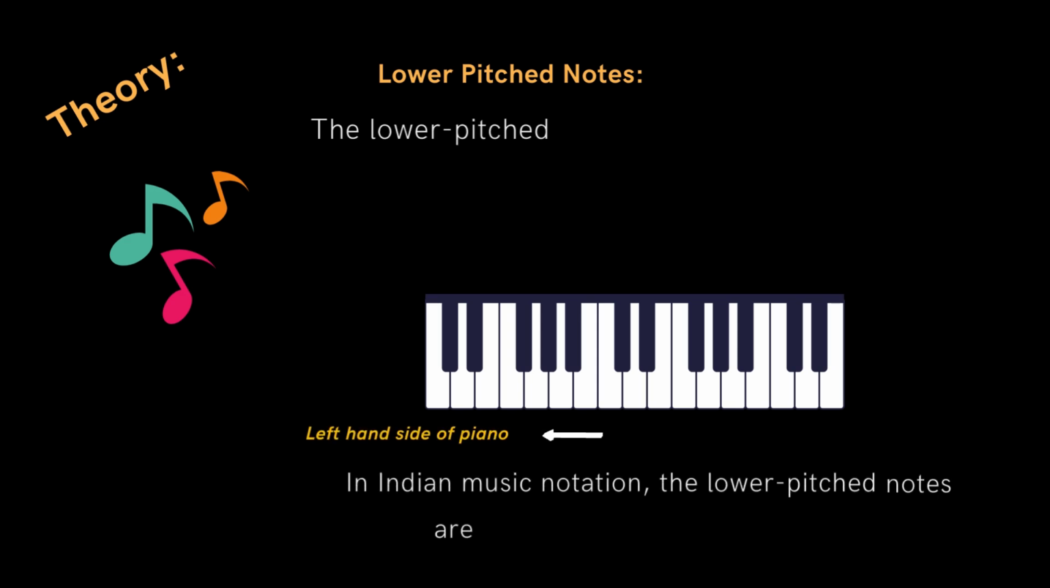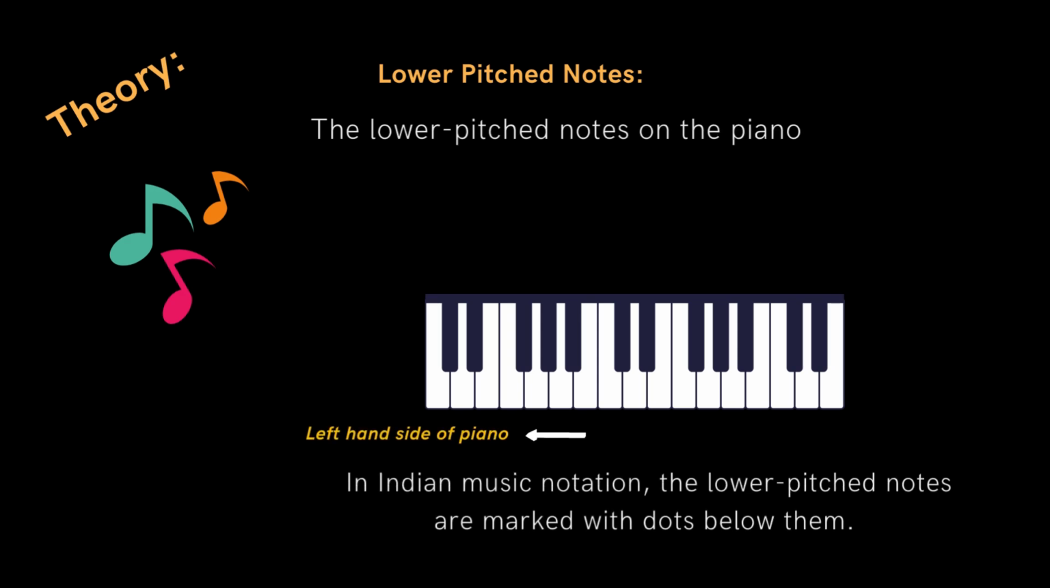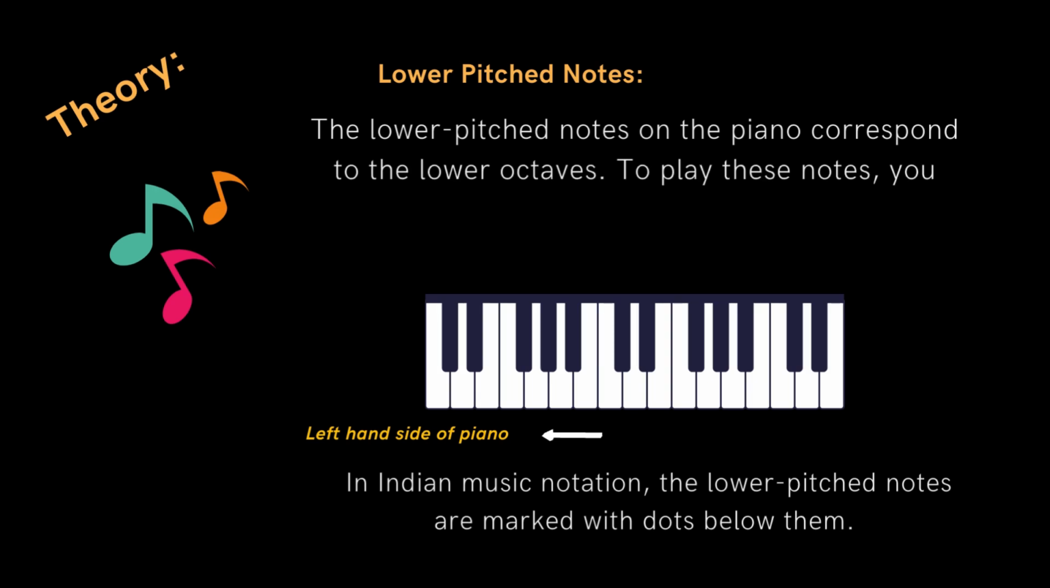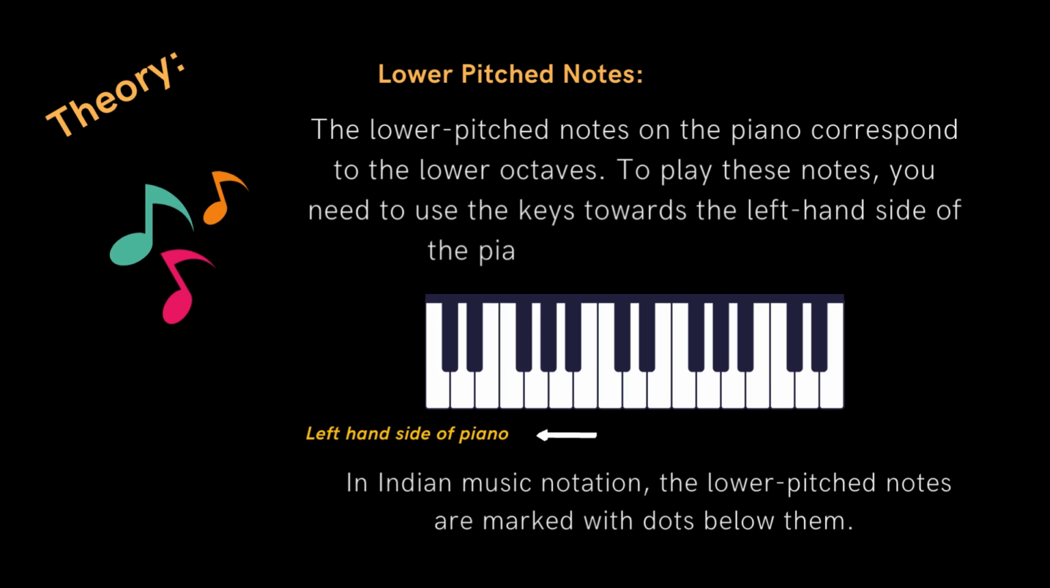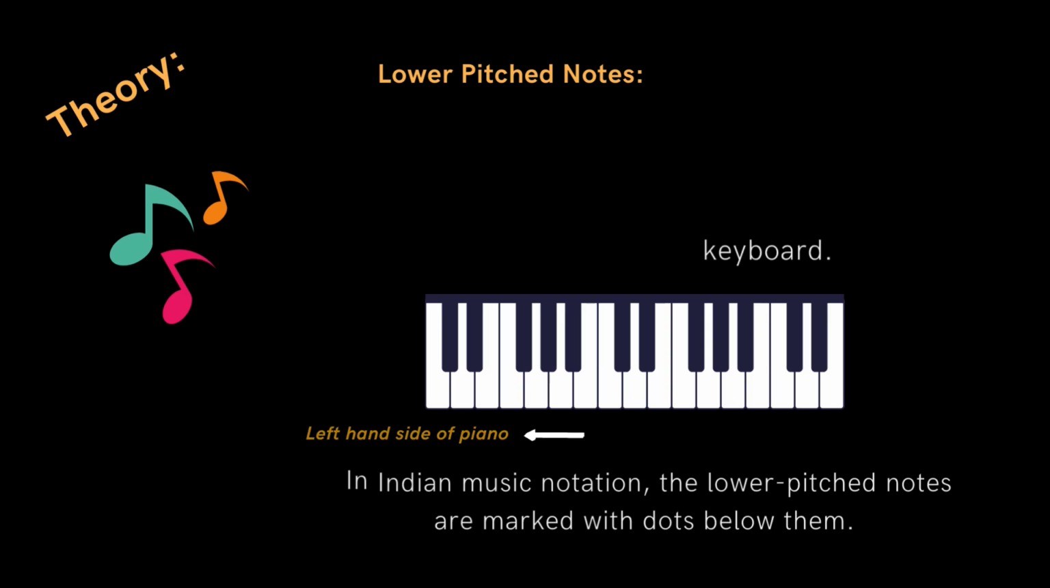Lower pitched notes. The lower pitched notes on the piano correspond to the lower octaves. To play these notes, you need to use the keys towards the left-hand side of the piano or musical keyboard. In Indian music notation, the lower pitched notes are marked with dots below them.